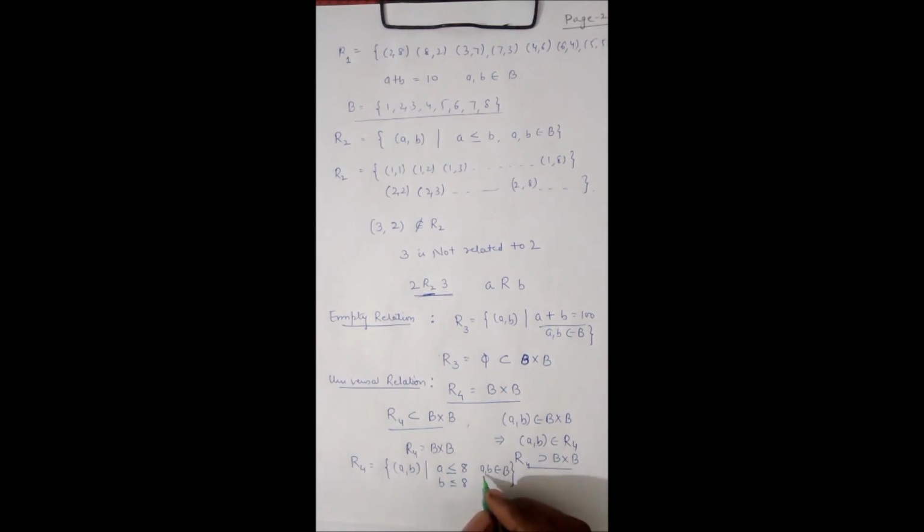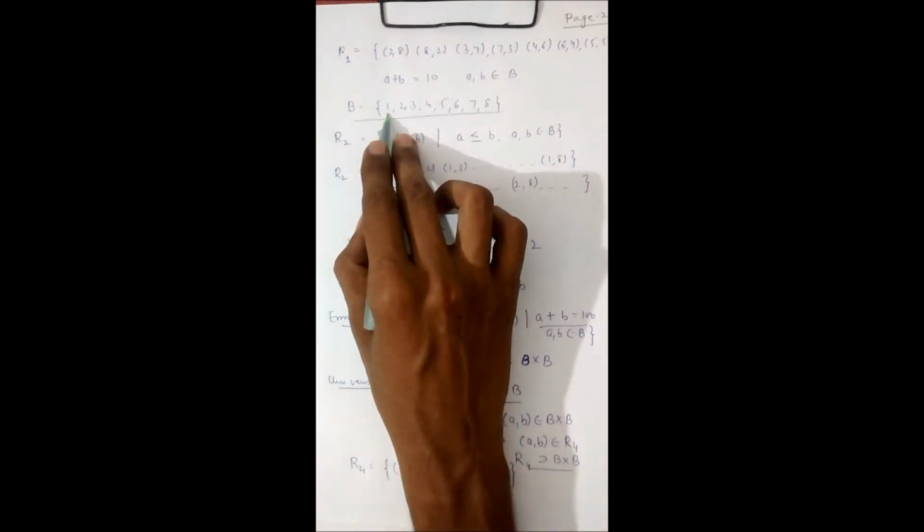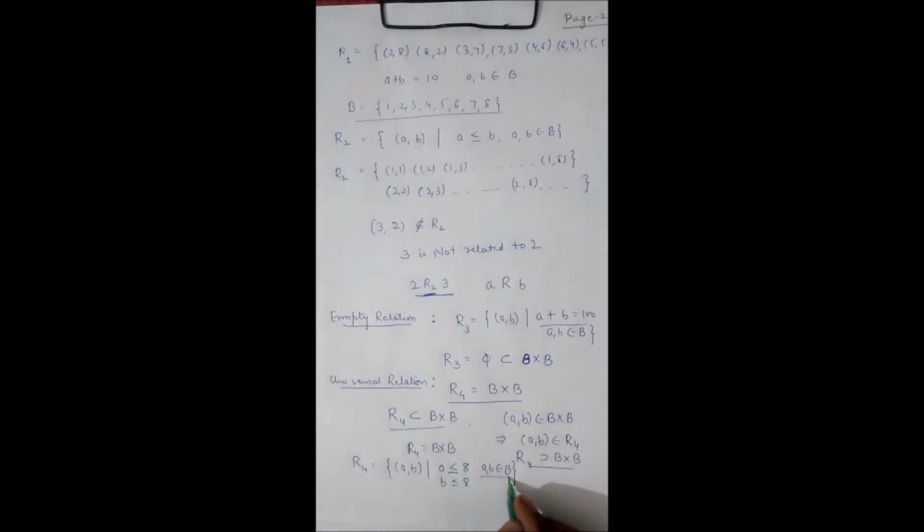This is my relation. Why don't I keep A and B positive here? Mind it, I don't need to write that A is positive or greater than 0, or B is positive or greater than 0, because (A, B) belongs to B, so at the minimum A, B will be 1. So A, B will already be positive because they are from B, and B is from 1, 2, 3, 4 up to 8. So this will give me a universal relation because it contains B cross B completely.